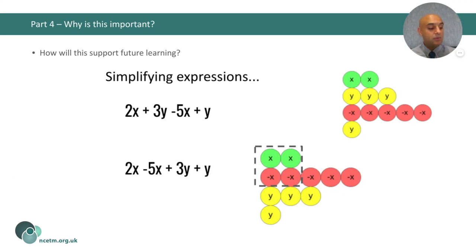So why is it important? Well, I'm investing a lot of time in this model because the idea of a zero pair can really help us with future learning with simplifying expressions. So if we take the first question here, 2x plus 3y, subtract 5x plus y, by rearranging and collecting the like terms, I can model this so that students are able to simplify in the same way they use negative numbers.